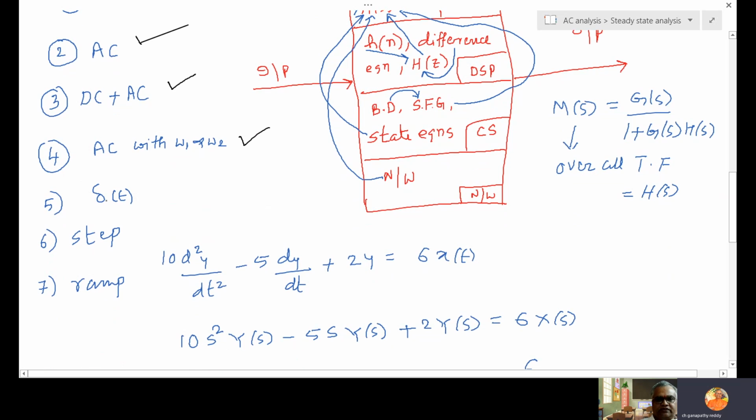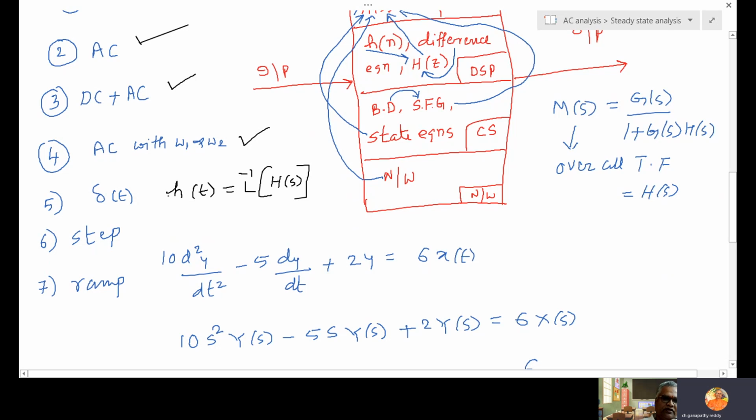If the input is an impulse function, what is the response named? The impulse response. Impulse response is nothing but finding h of t. H of t is nothing but L inverse of H of s. What is given? H of s. Just take the L inverse of that, you will get h of t. H of t is named the impulse response.